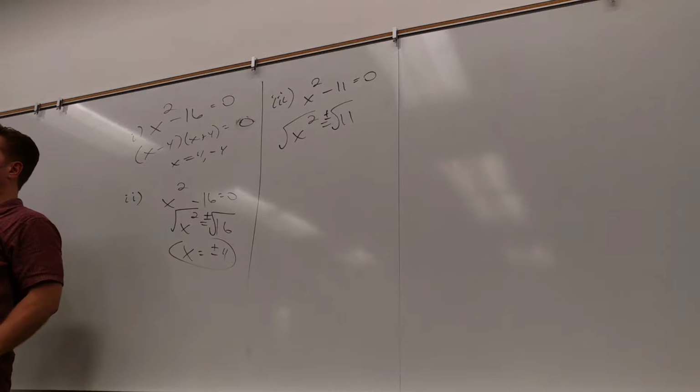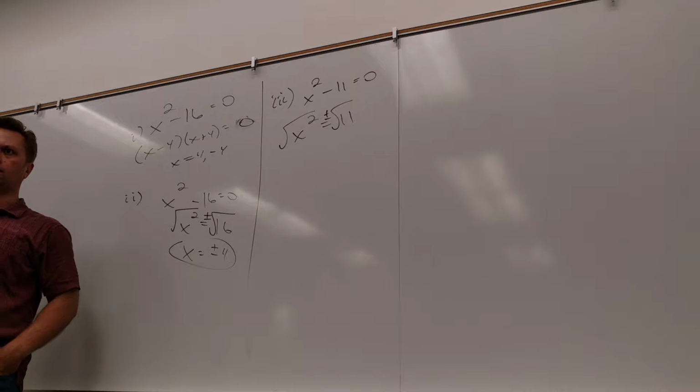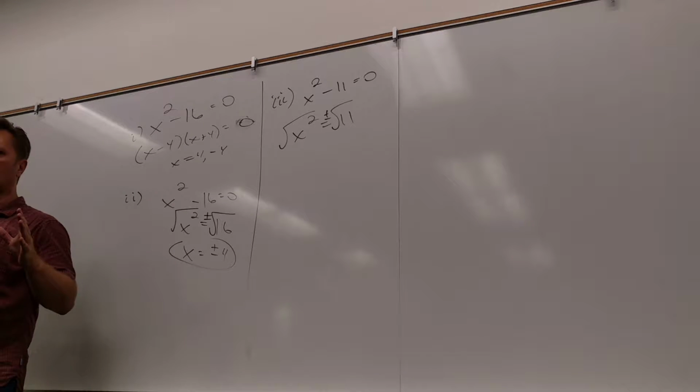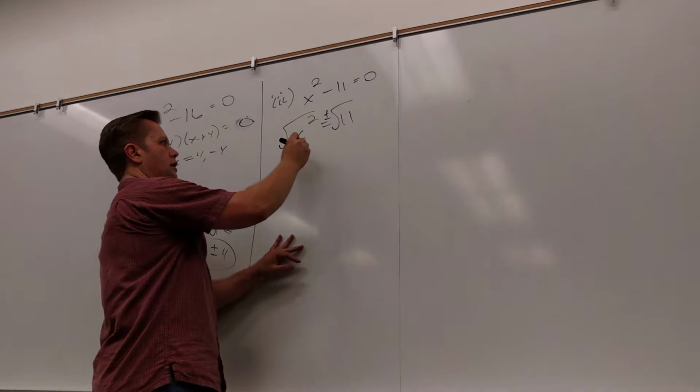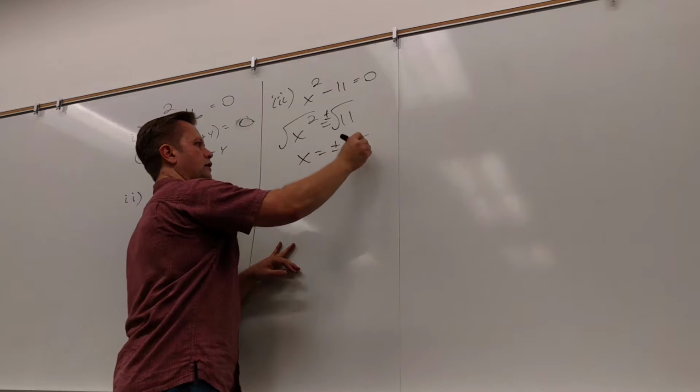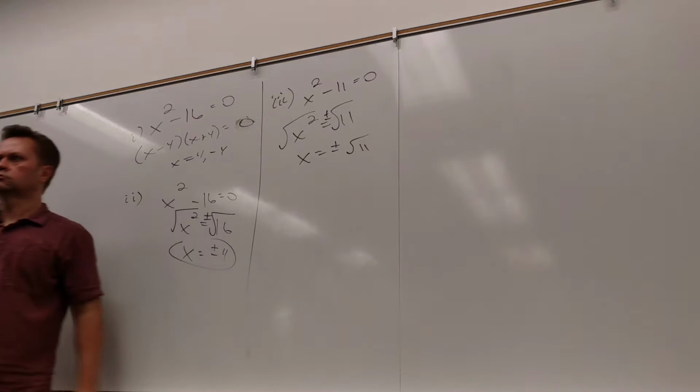Make that automatic. When you take a square root, you put plus or minus. It's an automatic thing. It's got to become just second nature. It should feel wrong if you don't do it. So x equals plus or minus the square root of 11. I just can't do the square root, so oh well.